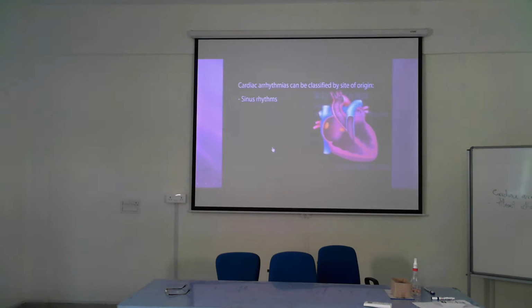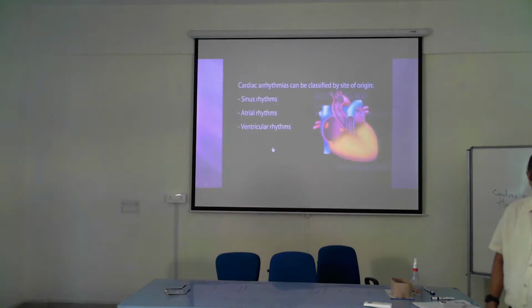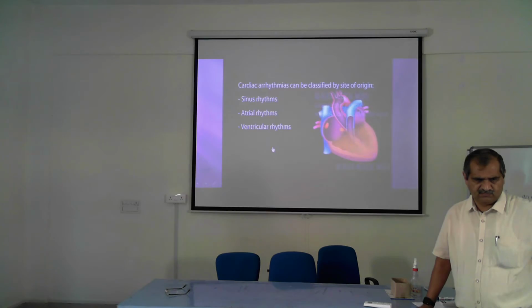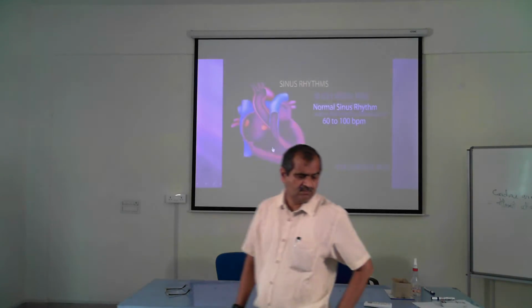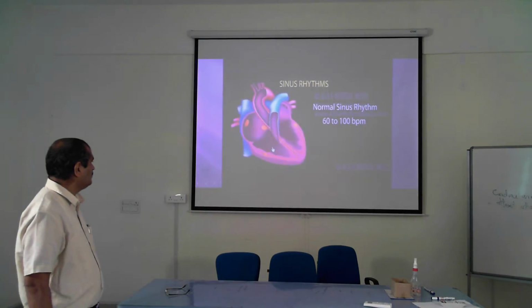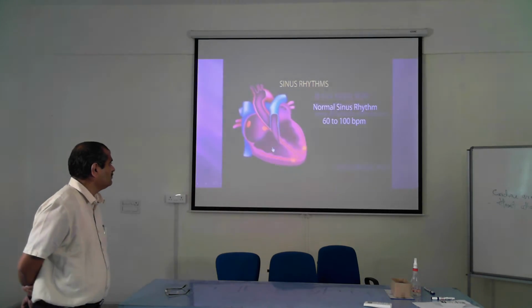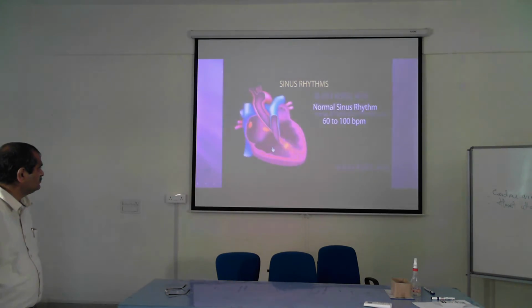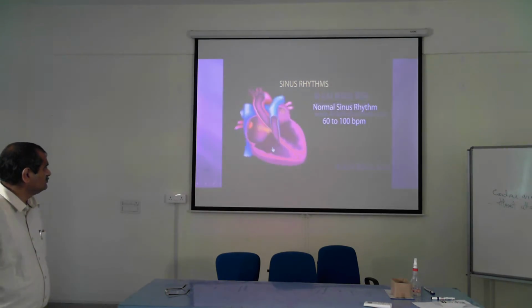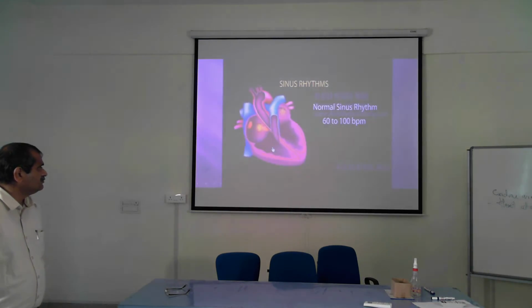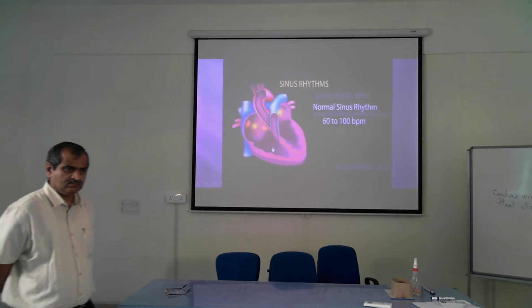Sinus rhythms originate from the sinoatrial node, or SA node. Atrial rhythms originate from the atria. Ventricular rhythms originate from the ventricles. Sinus rhythm is the normal rhythm of the heart set by its natural pacemaker in the SA node. In a healthy heart, the SA node fires 60 to 100 times per minute, resulting in a normal heart rate of 60 to 100 beats per minute.